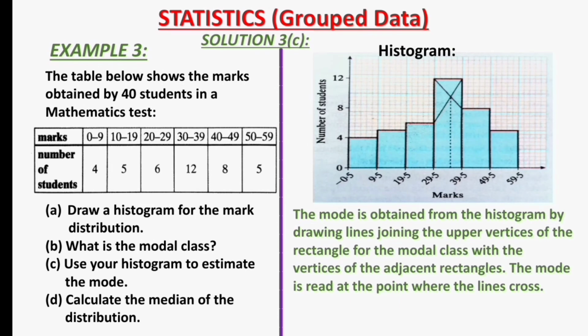For the solution to question 3C, using the histogram to estimate the mode. The mode is obtained from the histogram by drawing lines joining the upper vertices of the rectangle for the modal class with the vertices of the adjacent rectangles. The mode is read at the point where the lines cross. This is shown in the histogram displayed here. From the histogram, the mode is equal to 35.5.